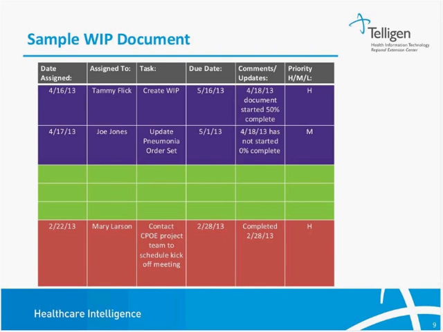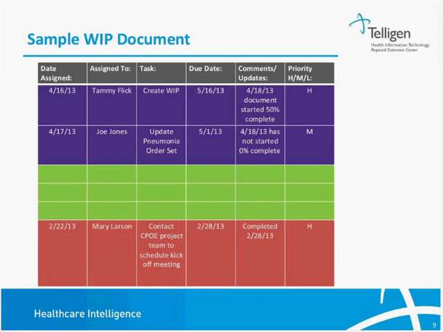What you do is you put the date assigned, who it was assigned to, what the task was, what the due date is, and any comments or updates, and then the priority, whether it be high, medium, or low. Once a task is completed, it falls to the bottom and is shaded in a different color than the other tasks. So if you look at the very top, I was assigned to create this WIP document, and the update is that it started at 50% complete and it's a high priority.